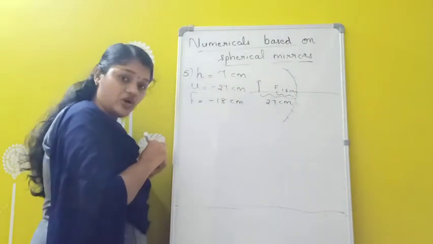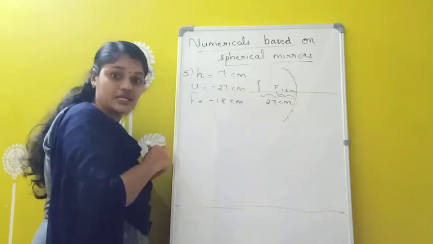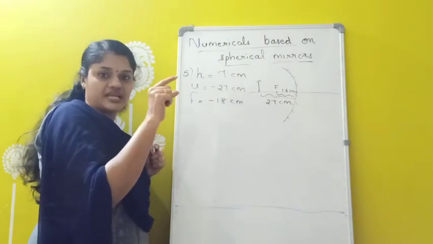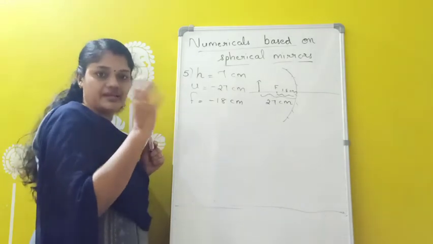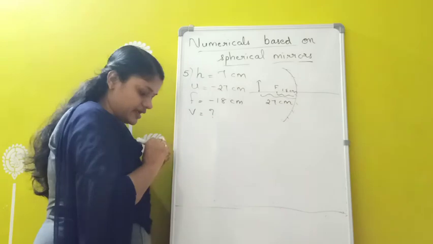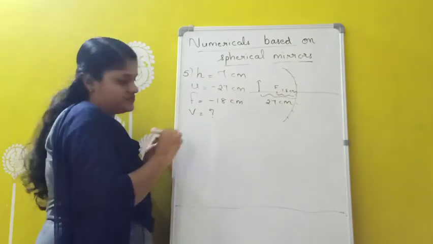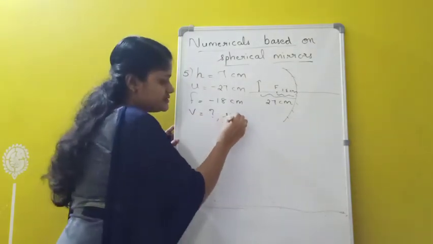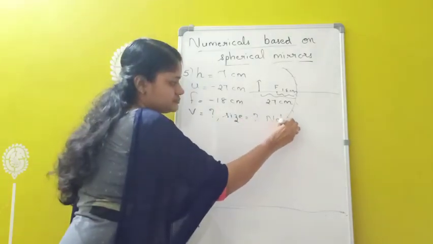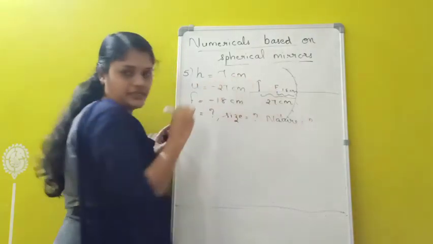We have to find at what distance from the mirror a screen should be placed. Screen placed means we have to get the image there. On the screen only we are getting the image. That means we have to find the image distance v, as well as the size and nature of the image. So v, the size of the image, and the nature of the image.